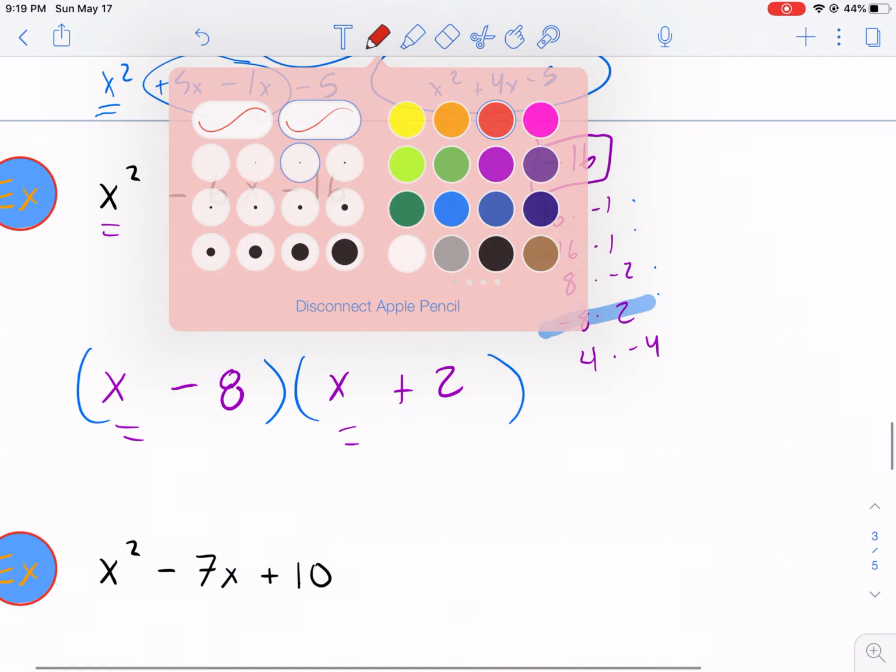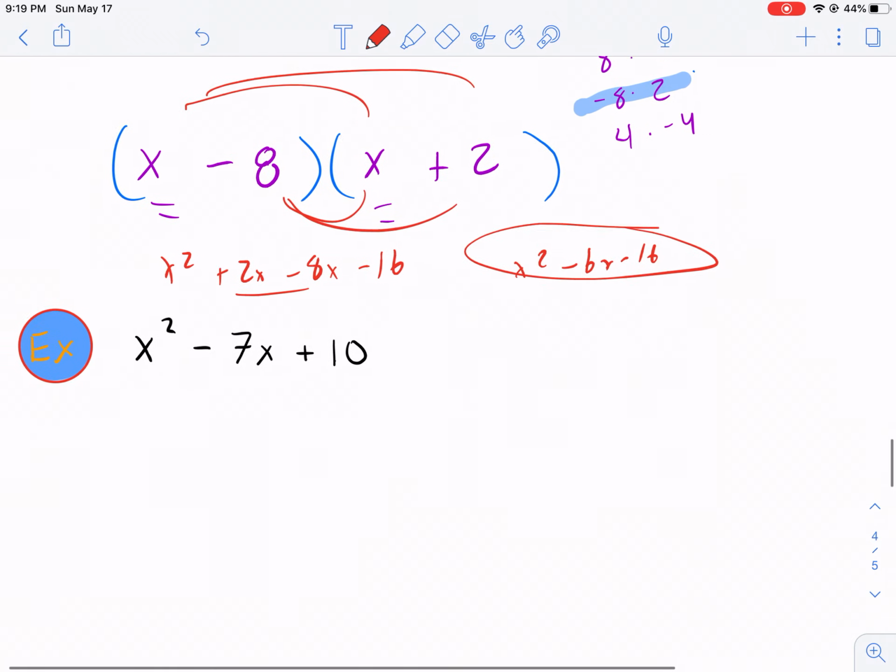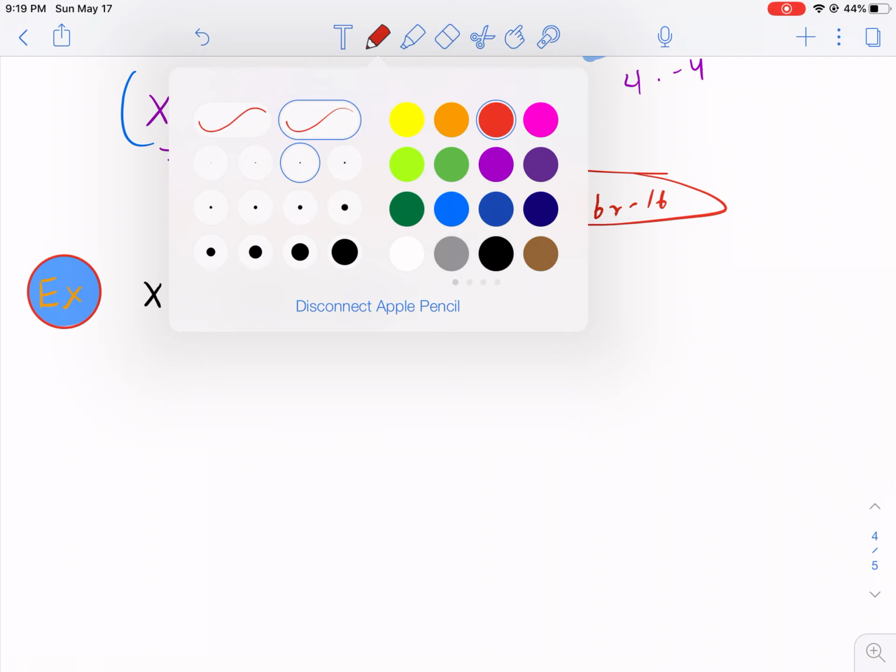Again, it's important to check your answer. Practice what I preach here. X squared plus 2x minus 8x minus 16. Combine like terms, I get x squared minus 6x minus 16. I get the same thing. We're good to go.